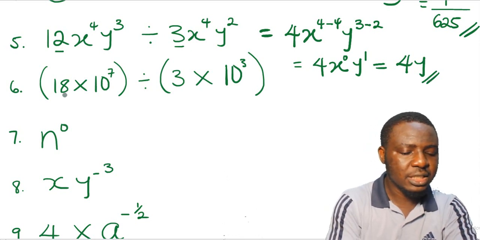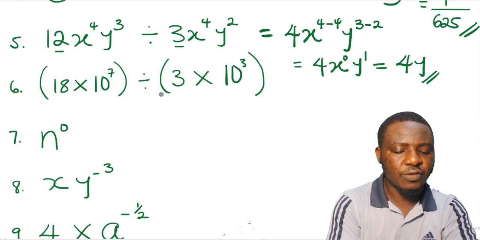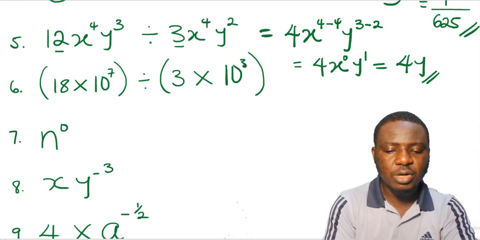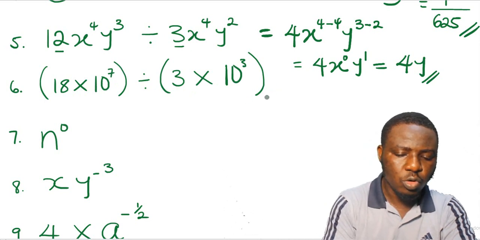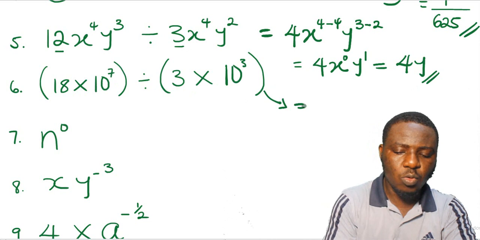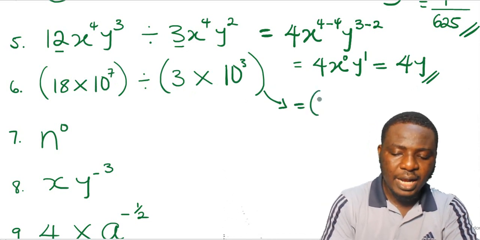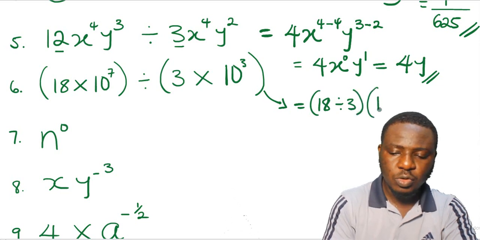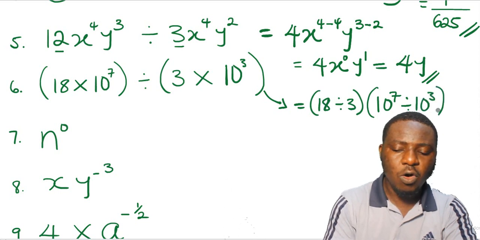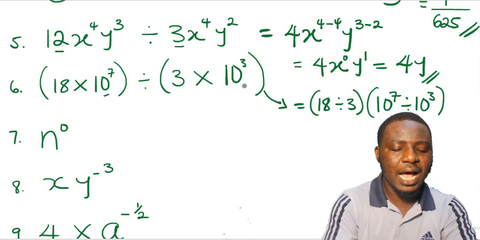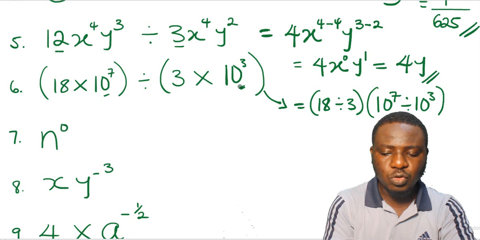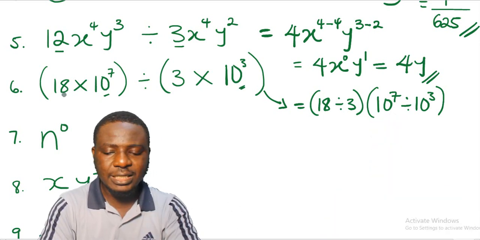Question 6 says 18 times 10 raised to the power of 7 divided by 3 times 10 raised to the power of 3. We are also going to apply that same rule. So this will be equal to bracket 18 divided by 3 into 10 raised to the power of 7 divided by 10 raised to the power of 3. All I did was to group them in like terms. Since these have the same base, I have to group them one side while dividing 18 by 3.